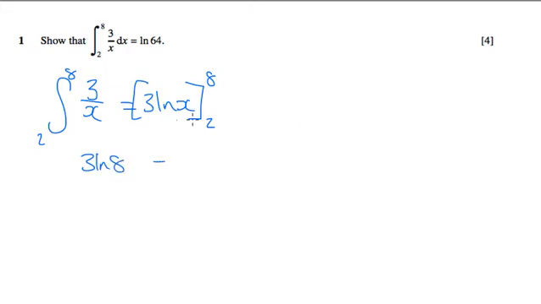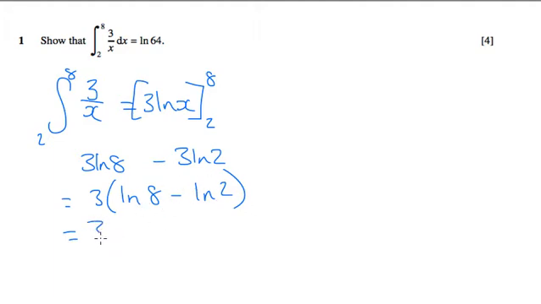8. And then we're going to take away 3 ln 2, which is the same as 3 ln 8 take away ln 2. And using our log rule for division, we can change this to 3 ln 8 over 2, which is 3 ln 4.